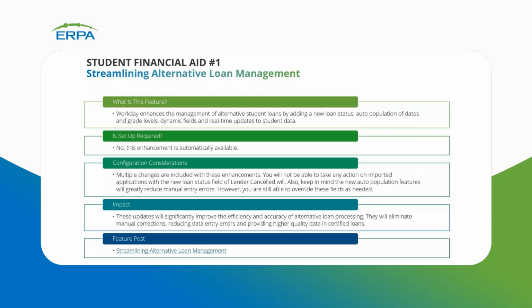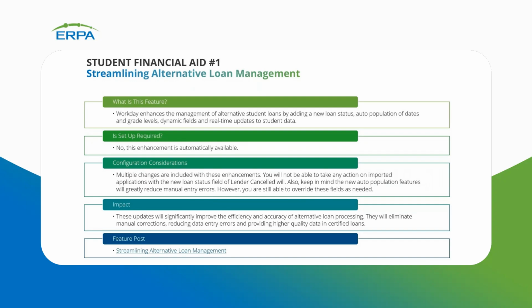The key features for it are that a new lender canceled loan status is being introduced for loans that are imported with a status of terminated or denied. Also now, loan period start and end dates, as well as the grade level codes, will now auto-populate, and that reduces manual entry for you when you certify.